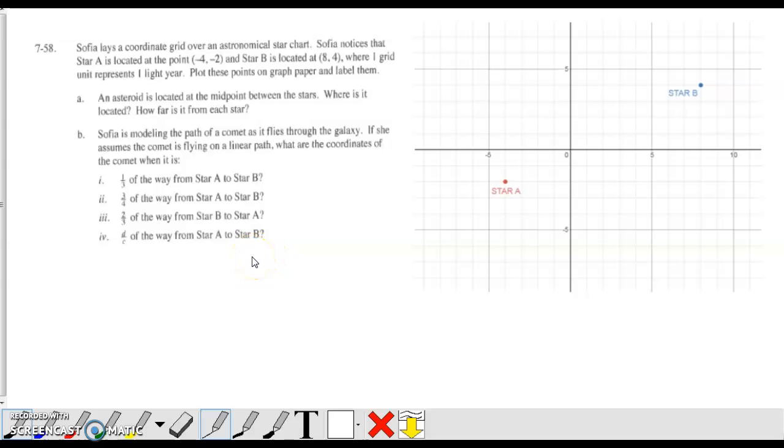Okay, so in this video, we're going to look at distances. We're going to get away a little bit from similarity and triangles and proofs and things like that. So here's our question. All right, Sophia lays a coordinate grid over a star chart.